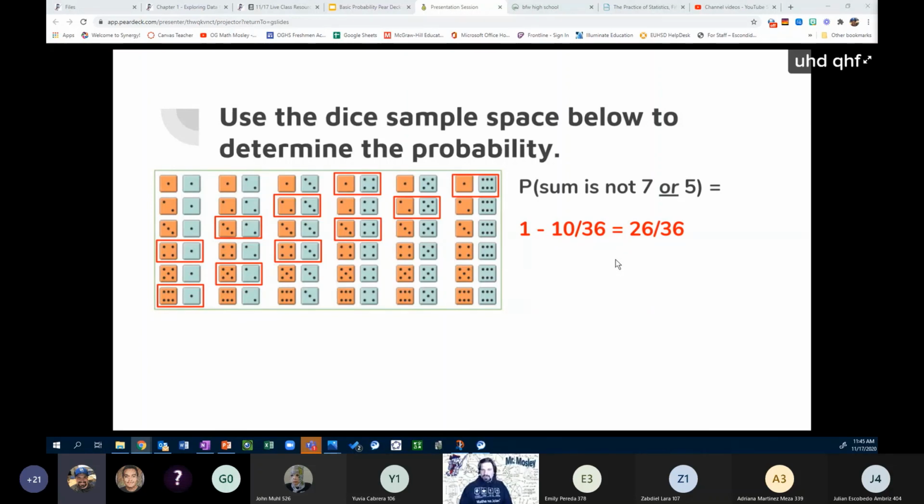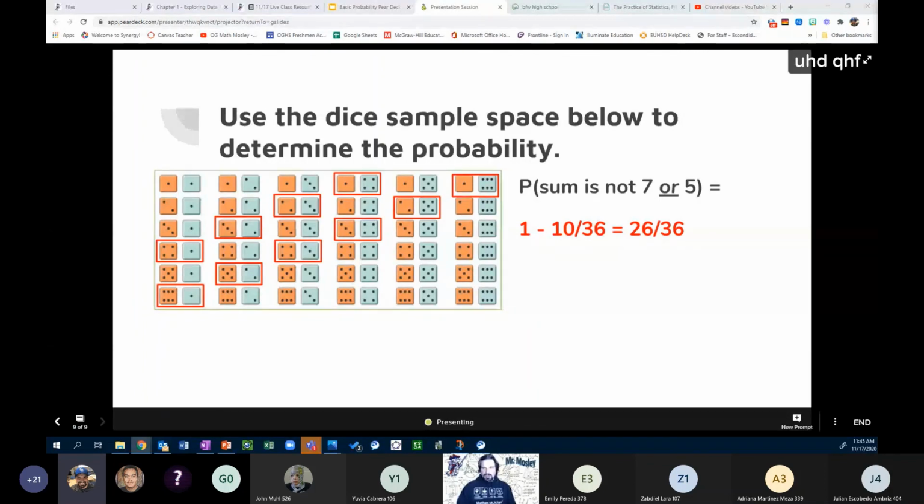Any questions on this last one or any of the previous examples? Hopefully this helped make a little bit more sense about probabilities and sample spaces for today. I'm going to end this.